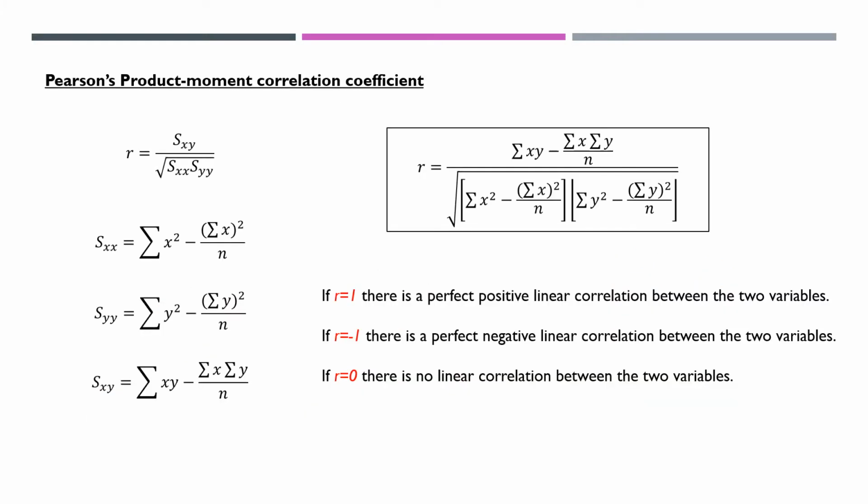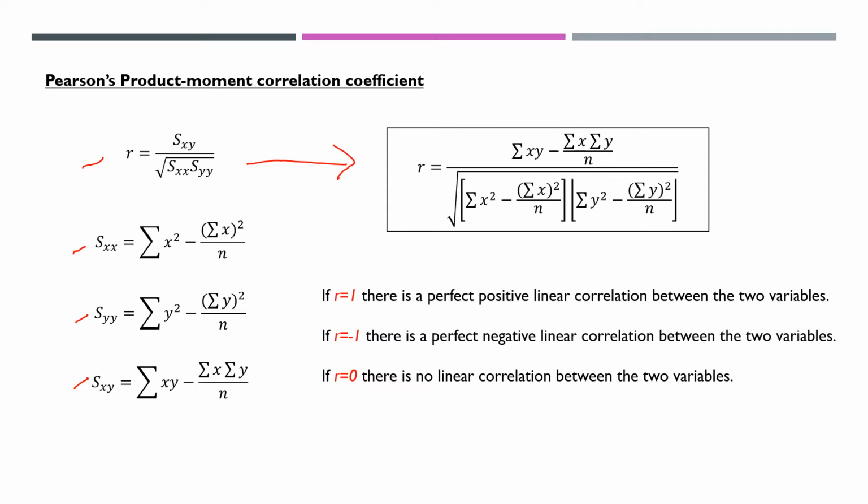Pearson product moment correlation coefficient. So this is the formula, r equals Sxy over the square root of Sxx Syy. So this is the formula for Sxx, Syy, and Sxy. If you substitute everything into the first formula, you can get the final formula. And this formula is provided in the exam, so you don't have to memorize. If you can memorize it, it is better because it will help you to do the question faster.